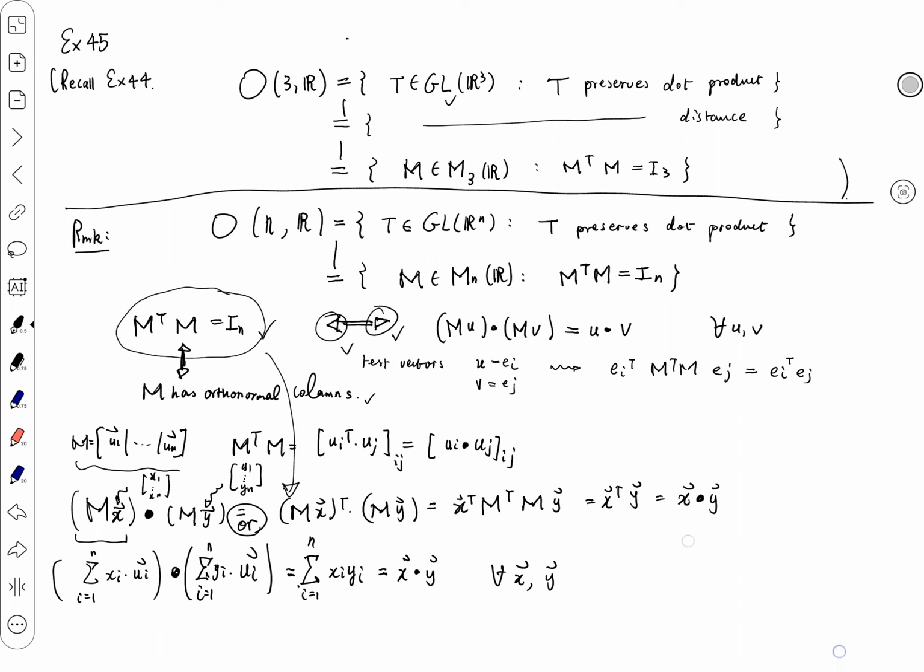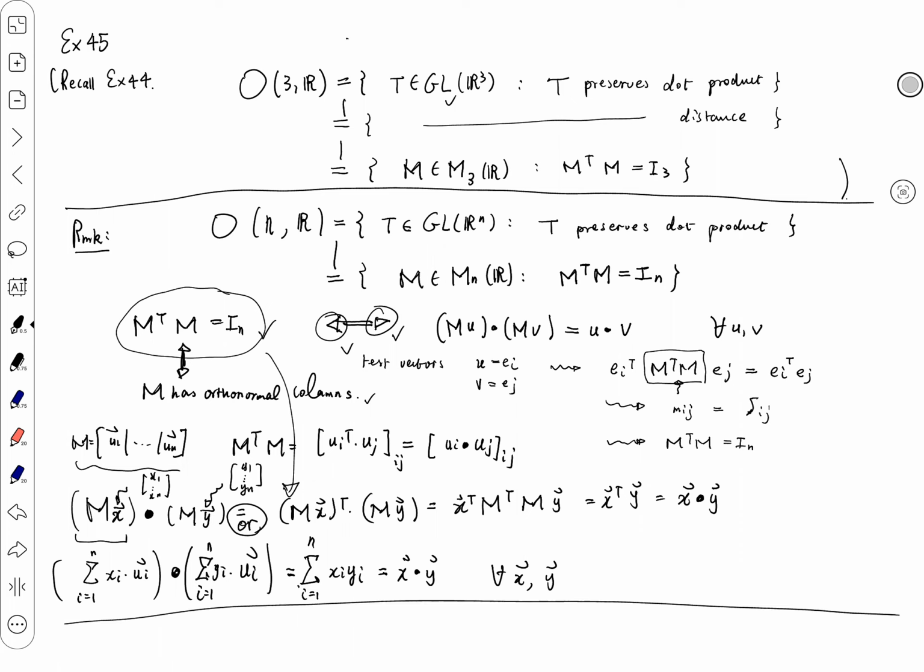And then this is telling you that each entry of this, let's call it mij, would equal delta ij, which tells you that this is the identity matrix. So I'm almost repeating the proof of exercise 44. But now let's see what we want to do here.